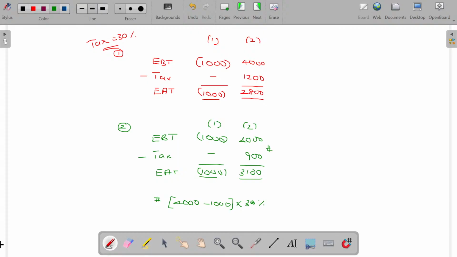Third approach. Let me go for the third approach. In the third approach, year 1, year 2. Earnings before tax in the very first year being 1,000 loss. In the second year is 4,000 gain minus tax. Then you will get EAT. How?